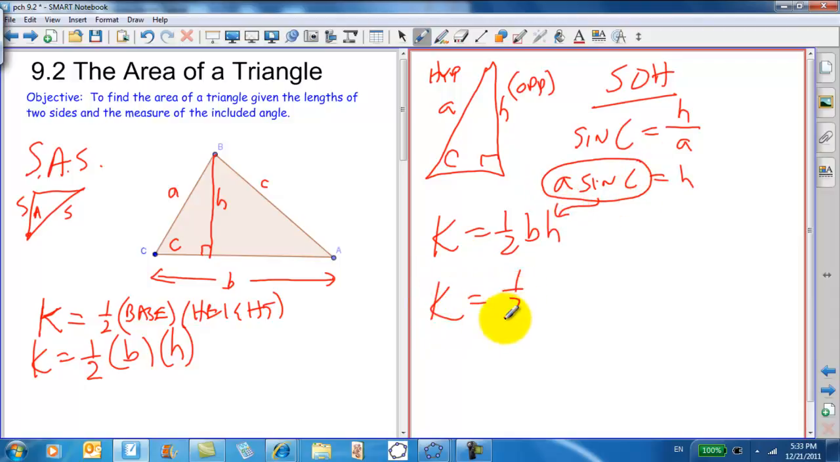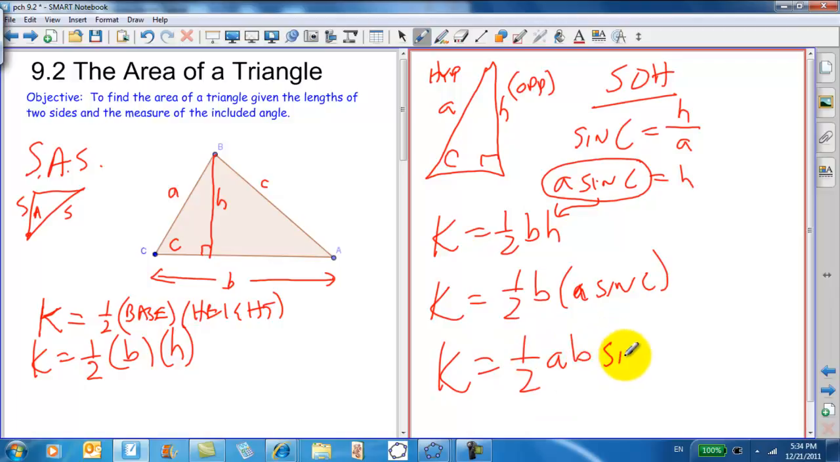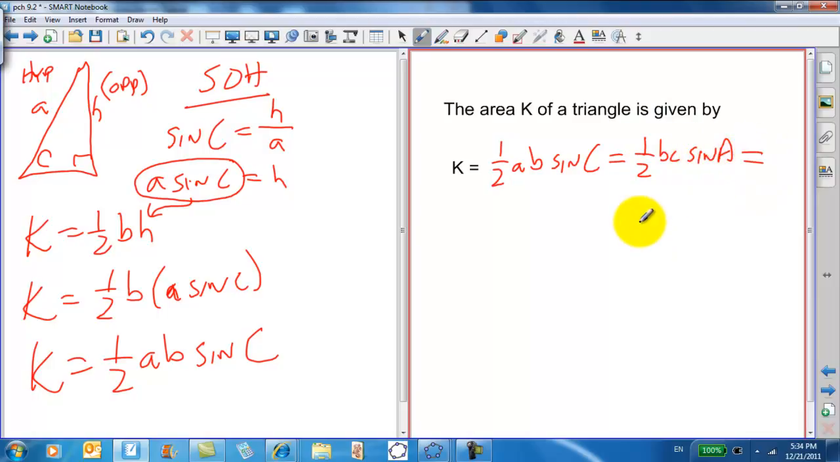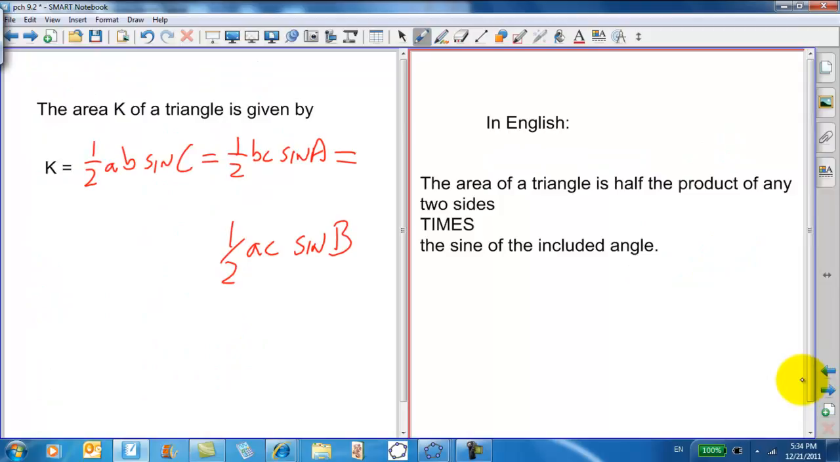So we get K equals 1/2 b times a sine C, or more simply written as 1/2 ab sine of angle C. And we can do that with the other sides as well. And so the area formula for the triangle, if you have two sides, you can say 1/2 ab sine of angle C, or you can say 1/2 bc sine of angle A, and that'll equal 1/2 ac sine of angle B. In English, the area of a triangle is half the product of any two sides times the sine of the included angle.